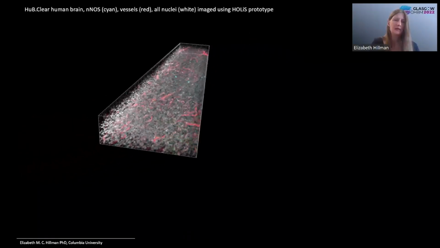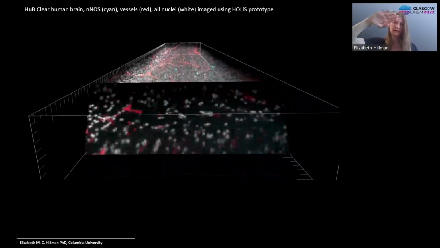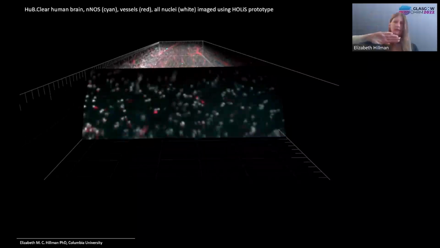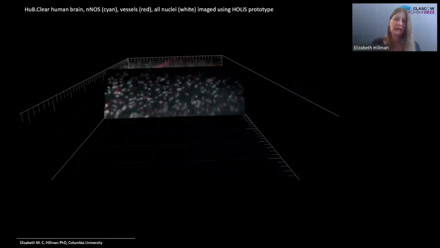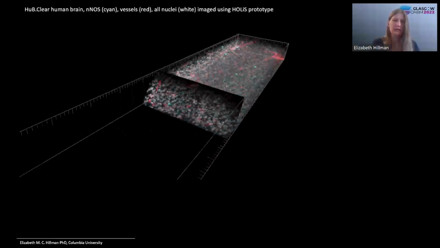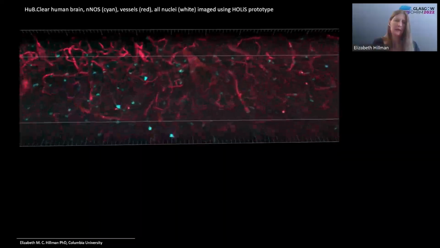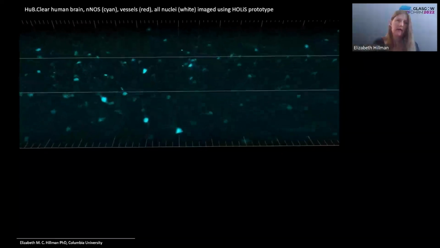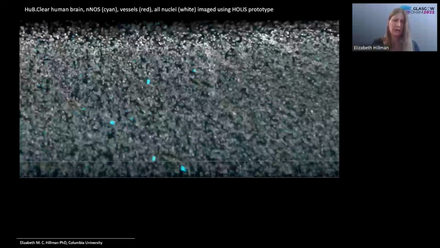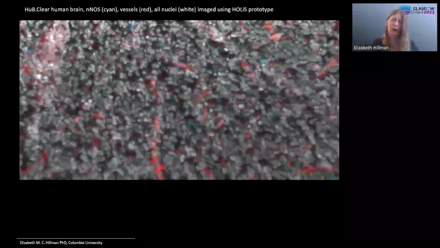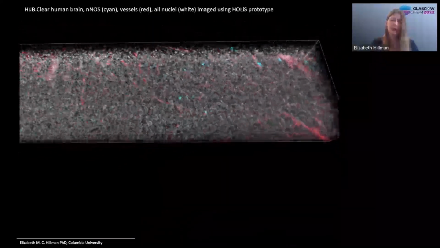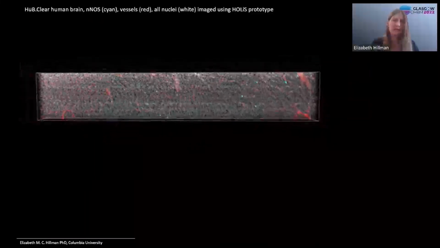So here's an example of that data collected using a prototype system. This is the angle at which we collect it. Each image is an oblique angle through the sample, and then we literally just move the sample along. What you're looking at here is white nuclear labeling. The red is labeling the vasculature, and the little cyan dots are the nitric oxide synthase expression. We can collect all of these colors at the same time in our system, and that's a big aspect of us being able to go fast: being able to do lots of spectral multiplexing.